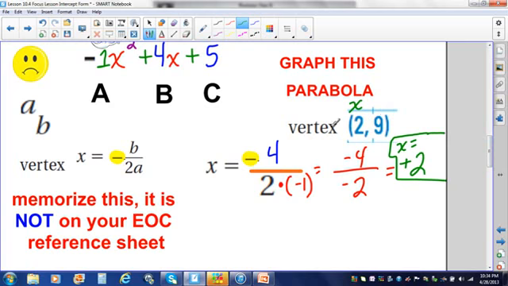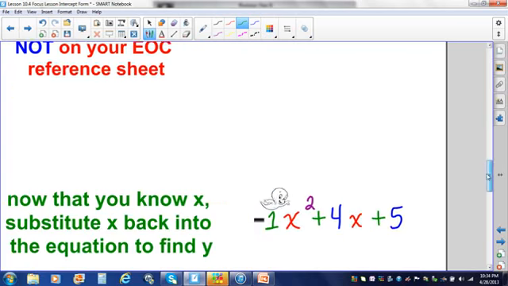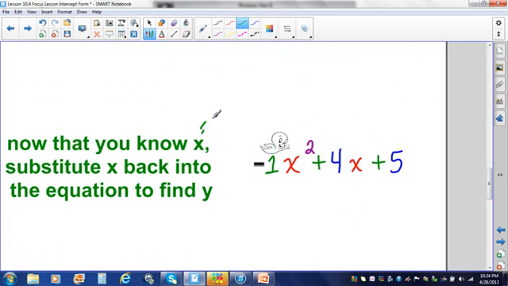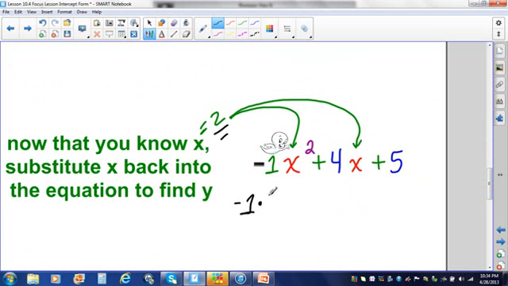Now I'm going to have to go back and find my y term. If I do it correctly, I should get 9. So now that we know that x was 2, we are going to plug and chug and put 2 in for everywhere we see x. So I have negative 1 times, I'm putting in 2. Don't forget about your square. Plus 4 times 2.